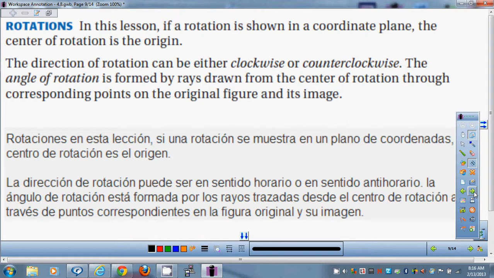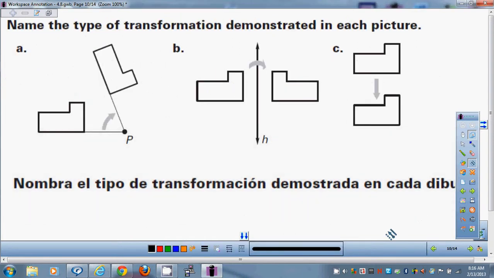Okay. A, what is it? Somebody raise your hand and tell me. Which of the three transformations is it? Stacy. Very good. Is rotation. Anything with a turned arrow. B, what is B? Malik. It is reflection. And Amber, what's C?